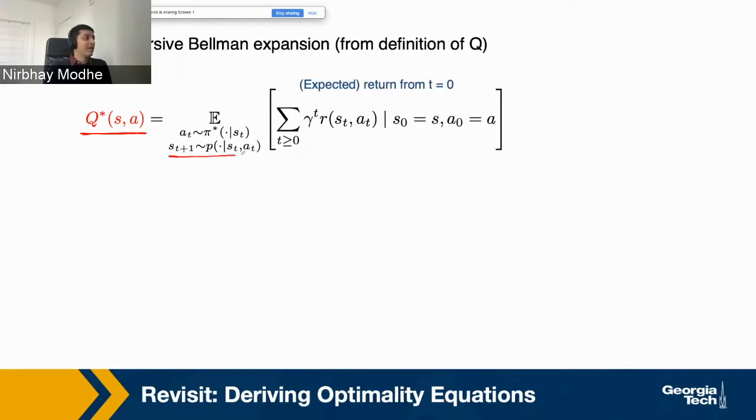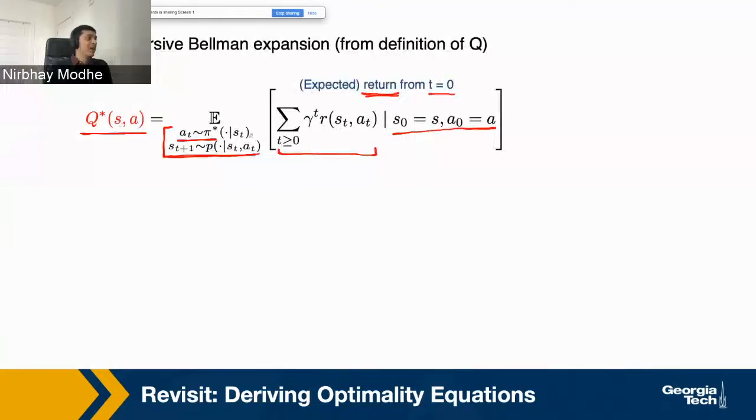Here on the right hand side, I have written the definition of Q star. This may look different from what you saw earlier because I have explicitly written down every single term in the expectation. The randomness is coming from my action sampled from the optimal policy pi star and my next state sampled from the transition distribution P. What I have inside is the same thing as before. It's the sum of discounted future rewards, which I now call the return starting from t equal to 0. And the first state and the first action are fixed because those are the inputs to my Q star.